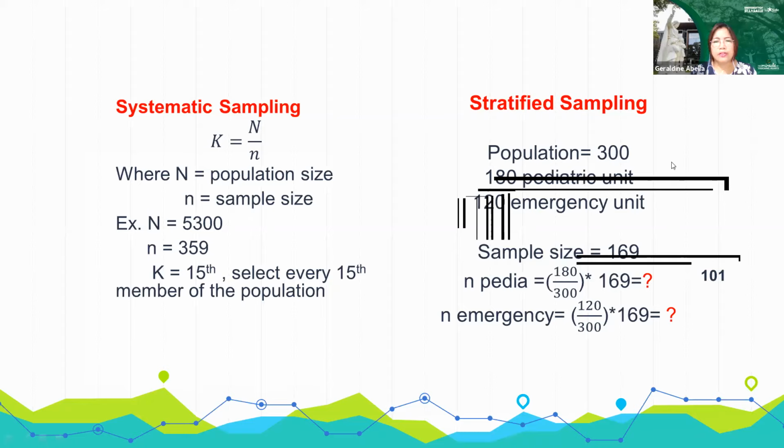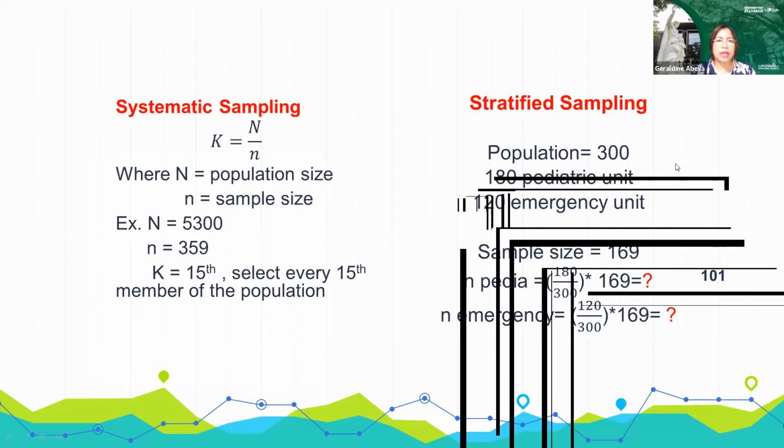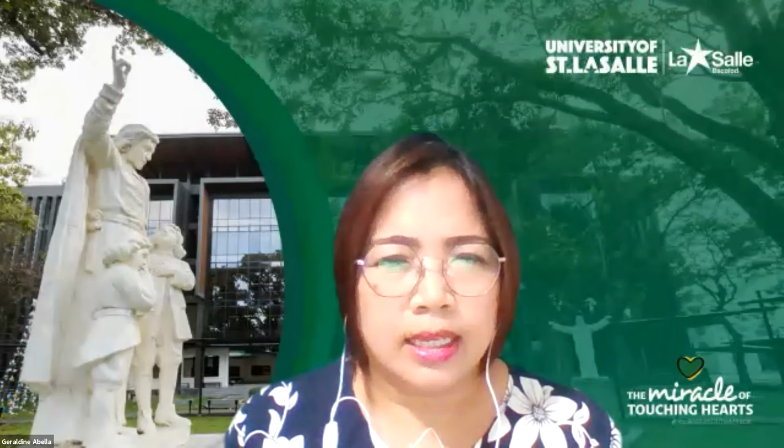Okay. So for stratified sampling, if the population, for example, is 300, and this 300 is composed of 180 nurses from the pediatric unit and 120 from the emergency unit, and you need a sample size of 169, how many samples will be selected from the pediatric unit, and how many samples will be selected from the emergency unit? Let me share again.